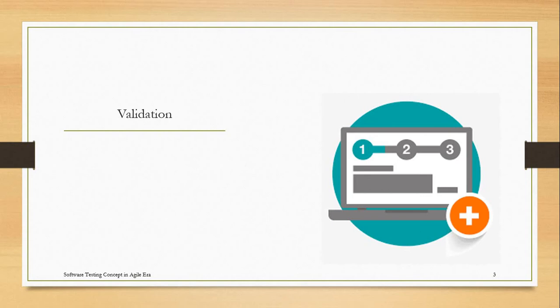So let's see the definition of validation. Validation is a process of checking whether what has been implemented is actually what the user wants or not. What is the meaning of that? It means whatever you have implemented or whatever you have got is as per the end user expectation or not. So I think it is a little bit clear about validation, right?